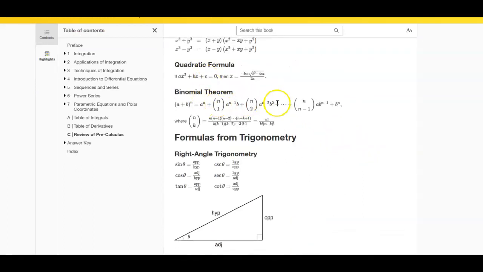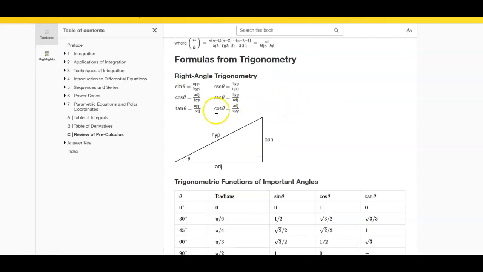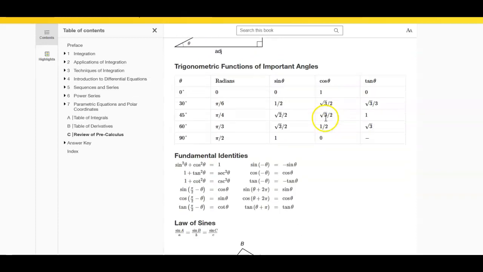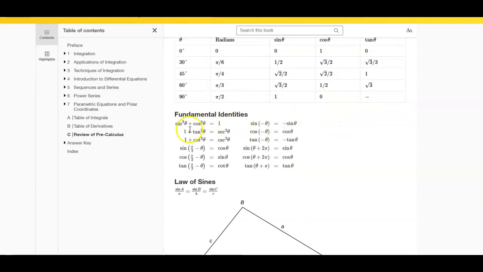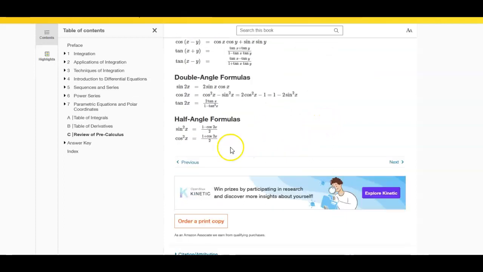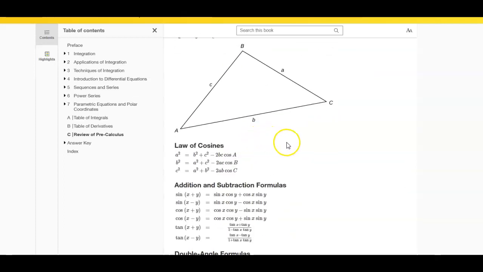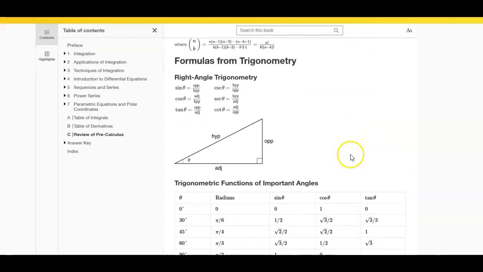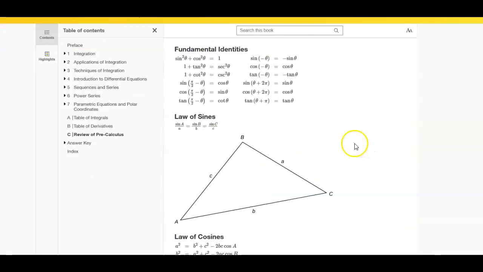We will use the binomial theorem in this class. Sines, cosines, tangents come up sometimes, not a lot. We do use these identities, especially these trig identities. These Pythagorean identities, those come up quite often. The double angle and half angle formulas come up. I was hoping there was a unit circle in here, but there's not a unit circle in here.